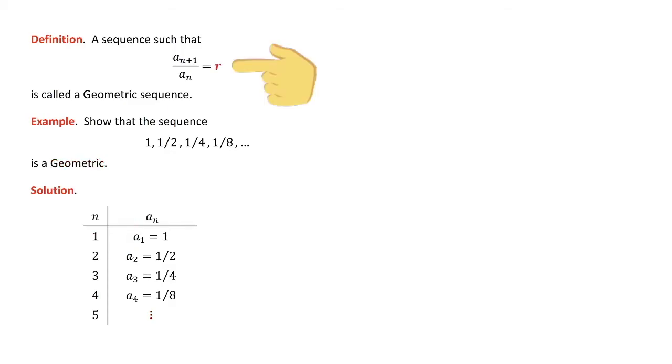Is it geometric? Is there an R? Well, look at the terms. A2 to A1, now it's 2 to 1. R is A2, which is 1/2, over A1, which is 1. So the ratio is 1/2. Check the next one, 3 to 2. So it's 1/4 divided by 1/2, which is 1/2. Check the next one. A3 to A2, no, this was a typo. This should be A4 to A3 here. You see it's 1/8 to 1/4, but it's still 1/2. Typo there. So the ratio is 1/2. So it is a geometric series.